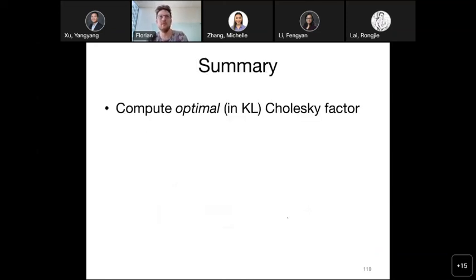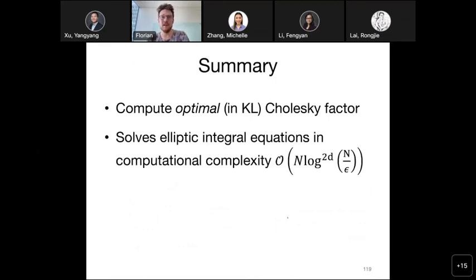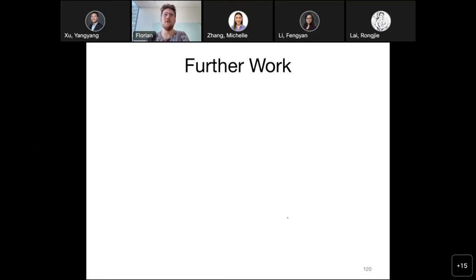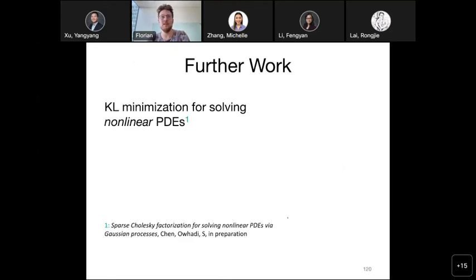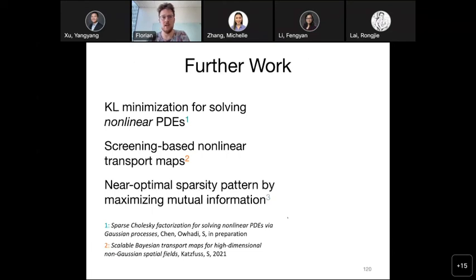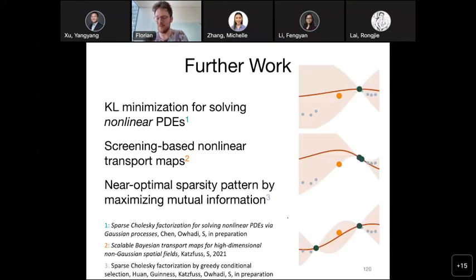So in summary of this part, we compute these optimal Cholesky factors, which allows us to further bring down the computational complexity of solving the corresponding integral equations. And it can be computed embarrassingly parallel because the optimization problem decouples over the contribution to the different columns. And there's some further ongoing work on using KL minimization for nonlinear PDEs, on screening-based methods for nonlinear transport maps, and also on using ideas from experimental design to adaptively design these sparsity sets. But I don't think I have time to talk about this here, and so instead I'm going to finish and ask if there are any more questions.